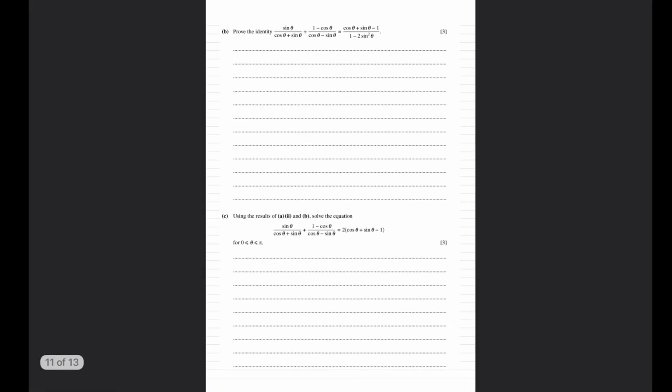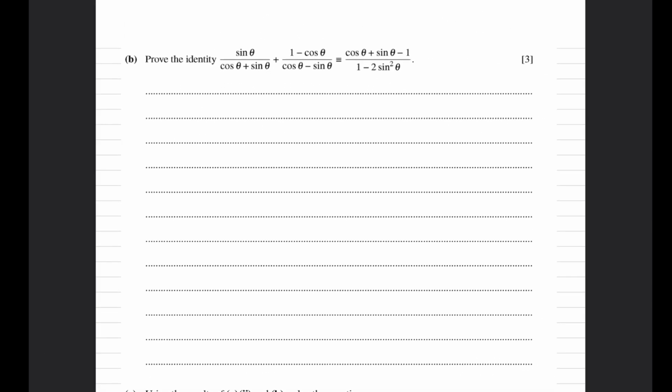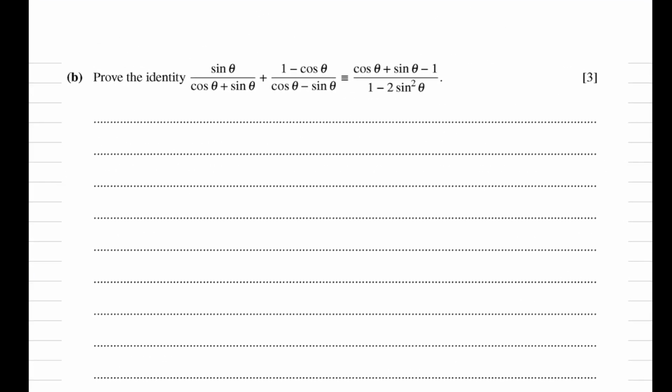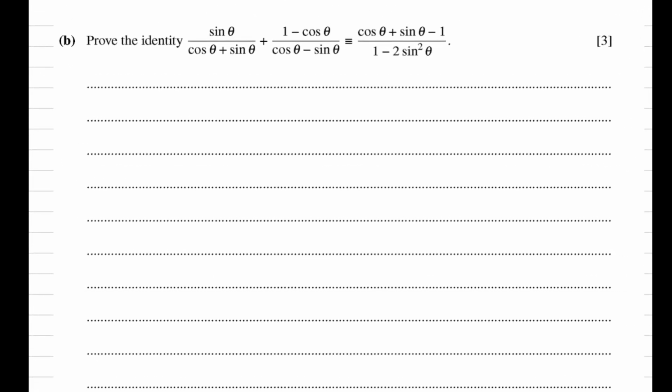Now, let's move on to part B. This is trigonometry, proving identity. We have sin theta over cos theta plus sin theta, plus 1 minus cos theta over cos theta minus sin theta, is equivalent to cos theta plus sin theta minus 1 over 1 minus 2 sin square theta. Okay, if the paper gives you this type of question, we have left hand side and right hand side.